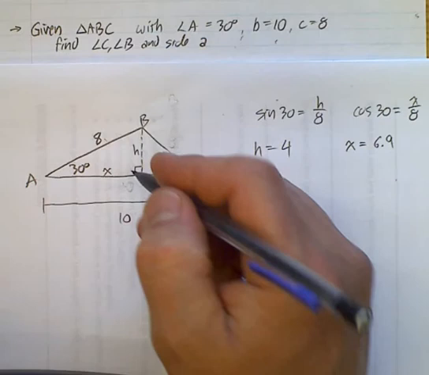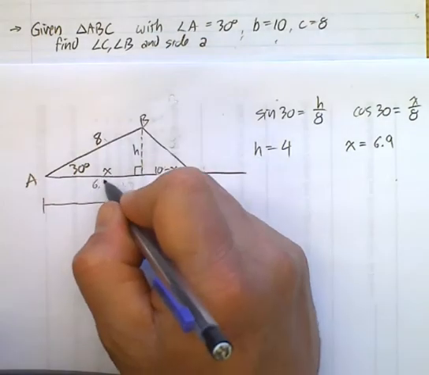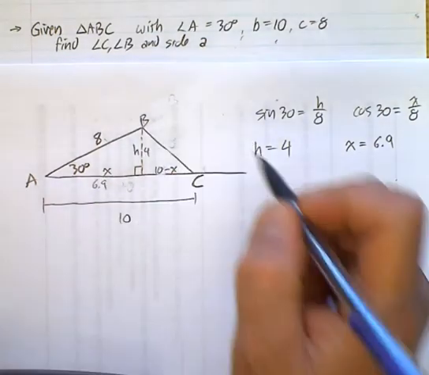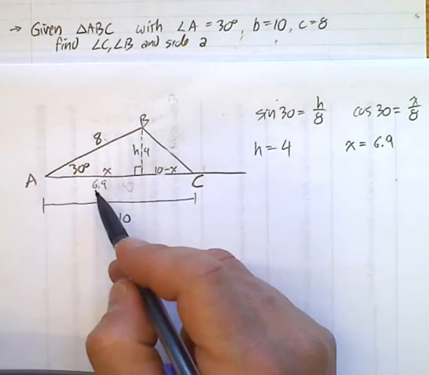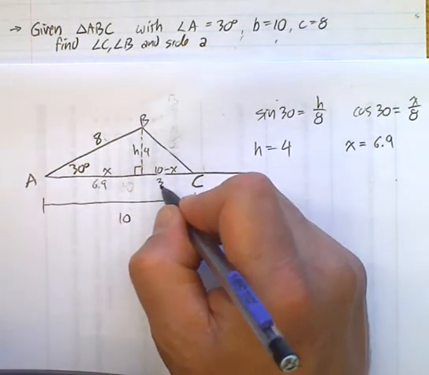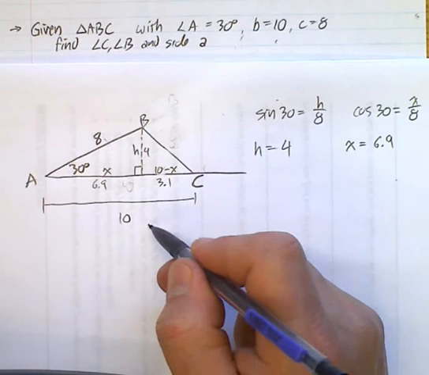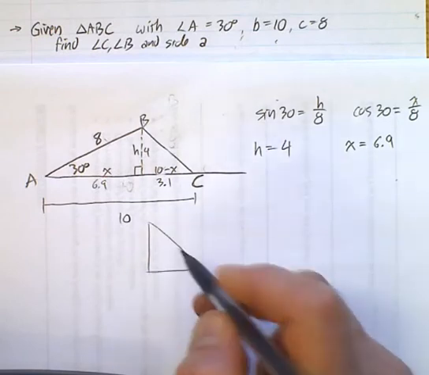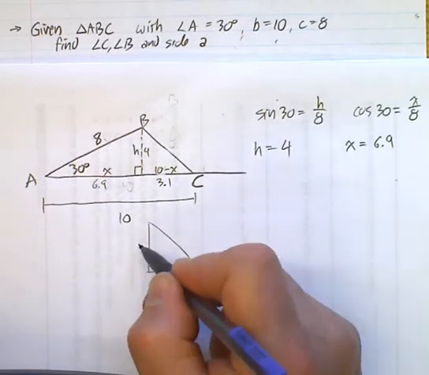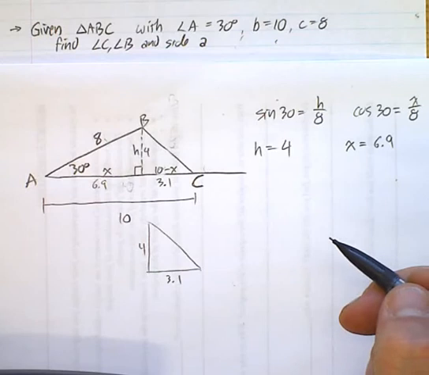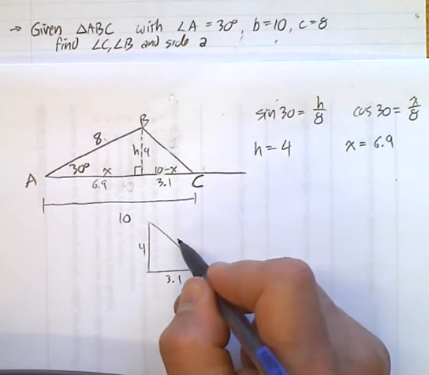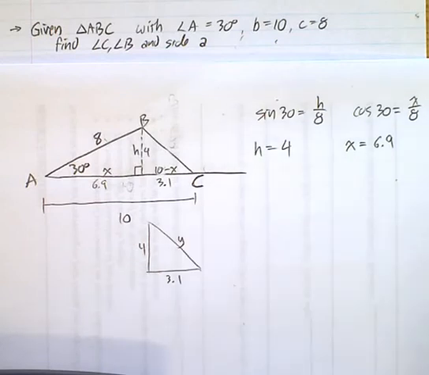Well, now I've got 6.9 here. I've got 4 here. If this whole thing is 10, that's 6.9. That means that this has to be 3.1. And now if you look here, you have a triangle where that's 3.1, that's 4. Well, we can find this side right here, right?